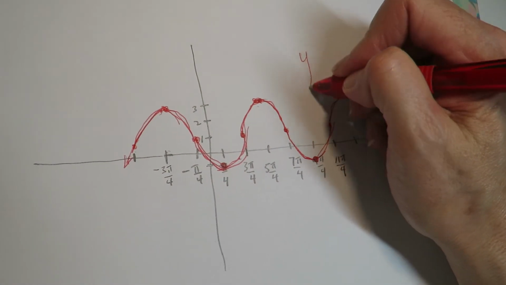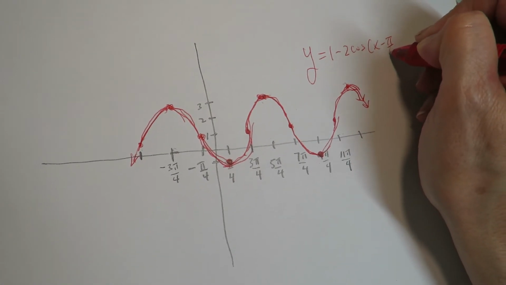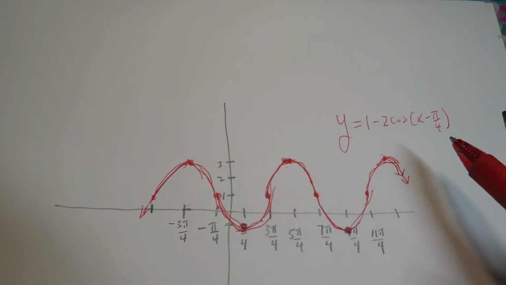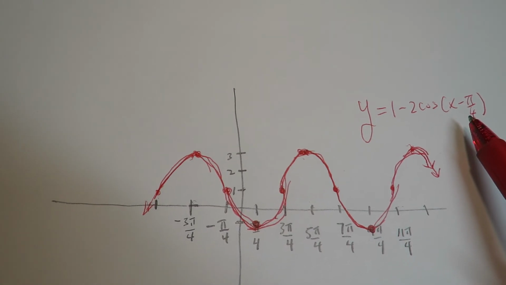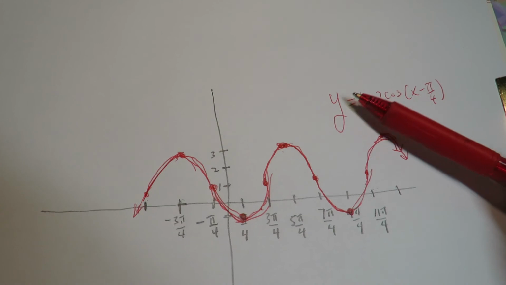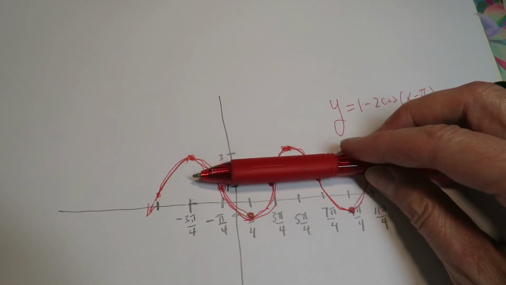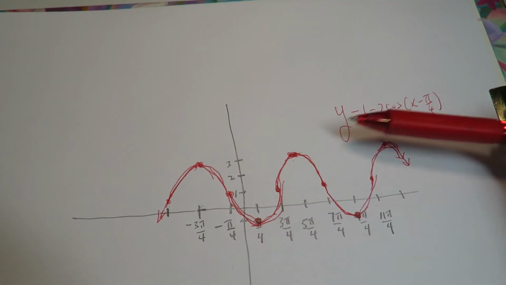Okay, gang, I think I got it rough sketched here. Okay, so our graph is shifted pi over 4 to the right. It's got an amplitude of 2, so from the center it goes up 2, down 2. It's reflected over the x-axis, so instead of it being up here, it's down here, and then it's all pushed up 1.